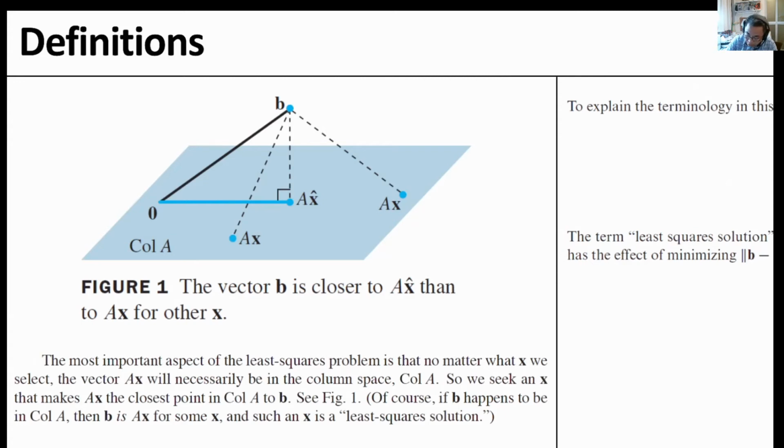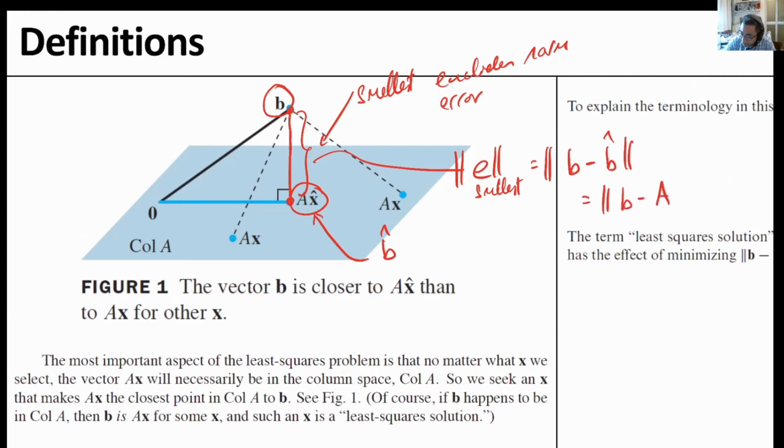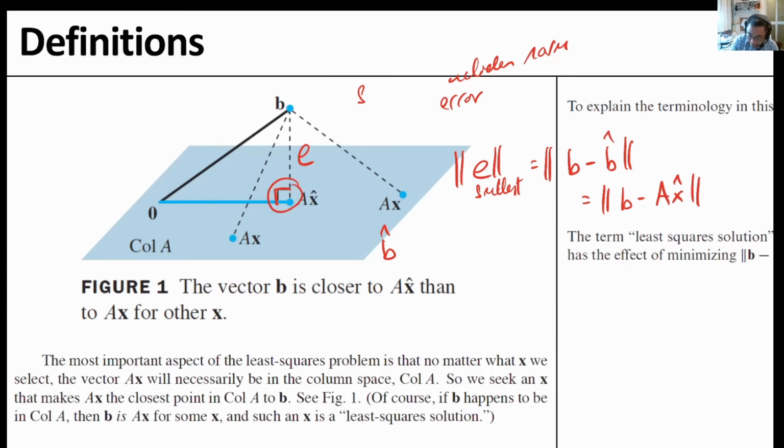The lecture on orthogonal projection tells us that if we want to find the smallest Euclidean norm of the approximation error, because this is b, our desired output, and this is, maybe I should call this b hat, our best approximation to b, the smallest error e is the norm of e, which is the norm of b minus b hat, which is equal to b minus Ax hat. And by orthogonal projection, we remember that e, the error, is orthogonal to the column space of A.